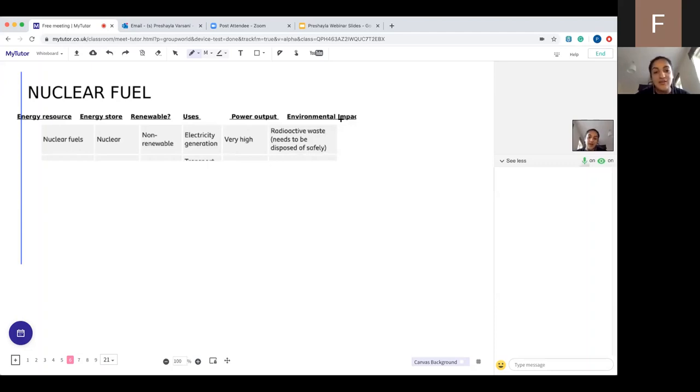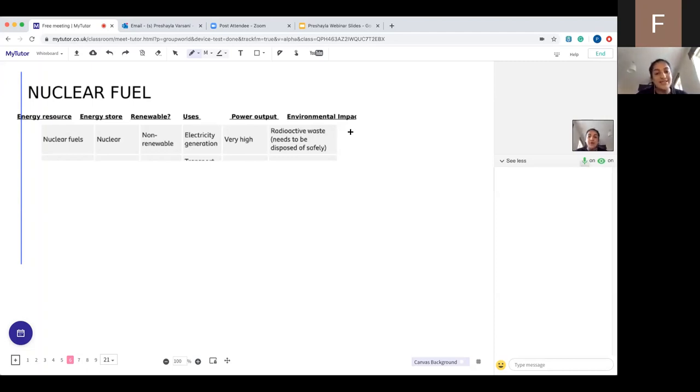So it's kind of sad that the two top energy resources that we use in the world, fossil fuels and secondly nuclear fuels, are the most environmentally damaging. But we use them because their power is very high and they're very easy to use. The environmental impact of nuclear fuel is really the decommissioning of the nuclear plant.